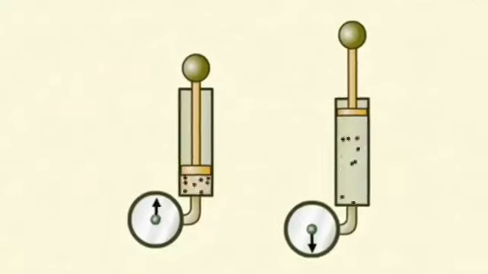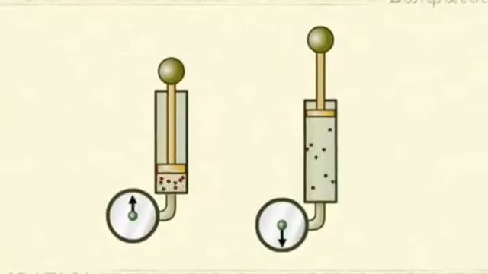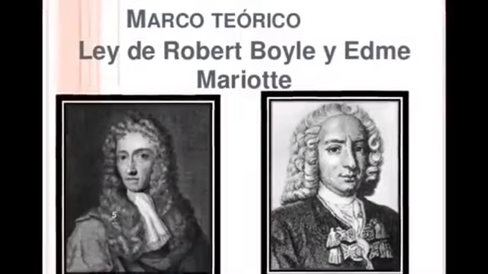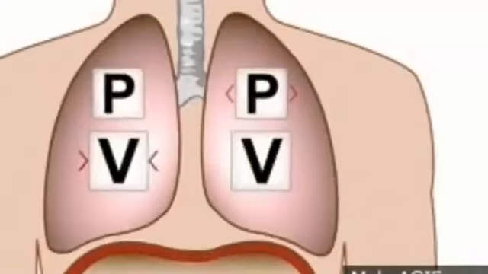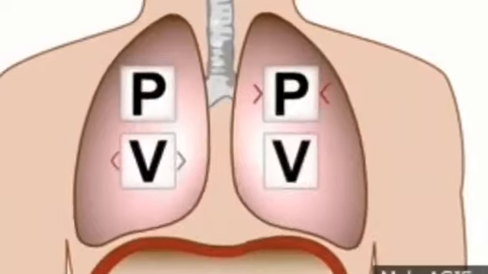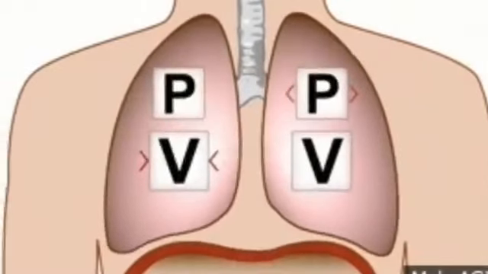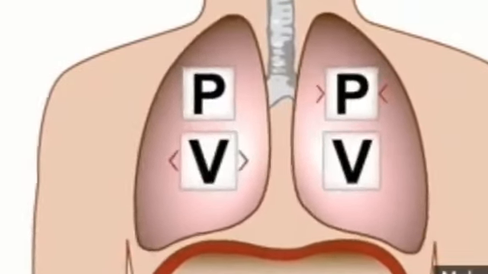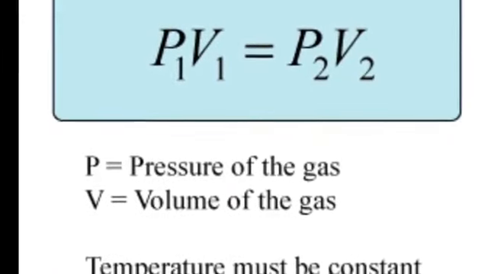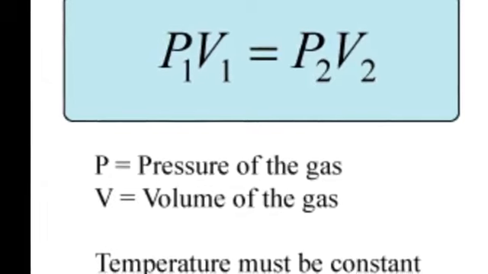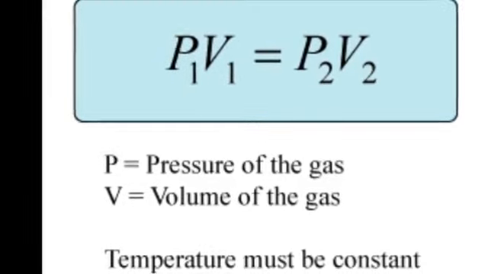Boyle's law, sometimes referred to as the Boyle-Mariotte law, states that the absolute pressure and volume of a given mass of confined gas are inversely proportional, provided the temperature remains unchanged within a closed system. This can be stated mathematically as follows: P1 times V1 is equal to P2 times V2.